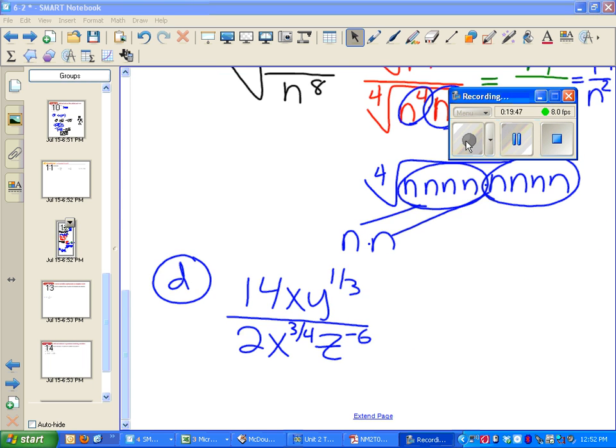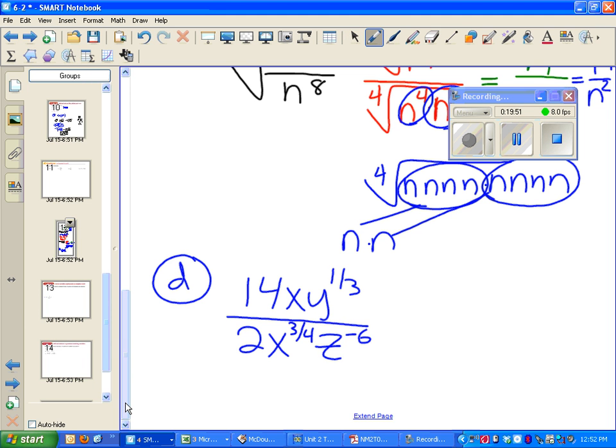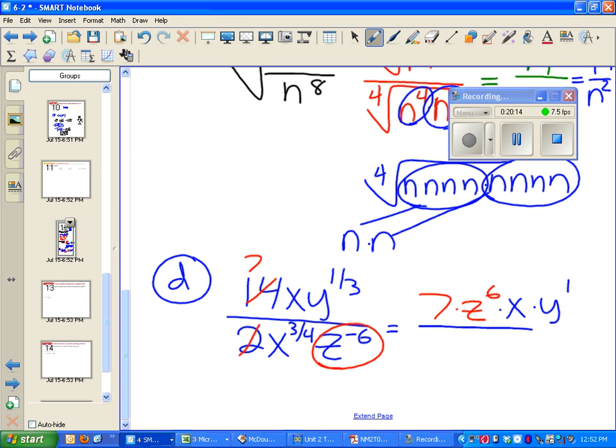For part D, we are going to just do steps. So I notice 14 and 2 can be reduced. So I'm going to rewrite this as 7. And then I notice that z to the negative 6 is unhappy downstairs, so I'm going to move him upstairs. And then I'm just going to rewrite everything that I have left. So I have x times y to the 1/3. The only thing downstairs I have now is x to the 3/4.